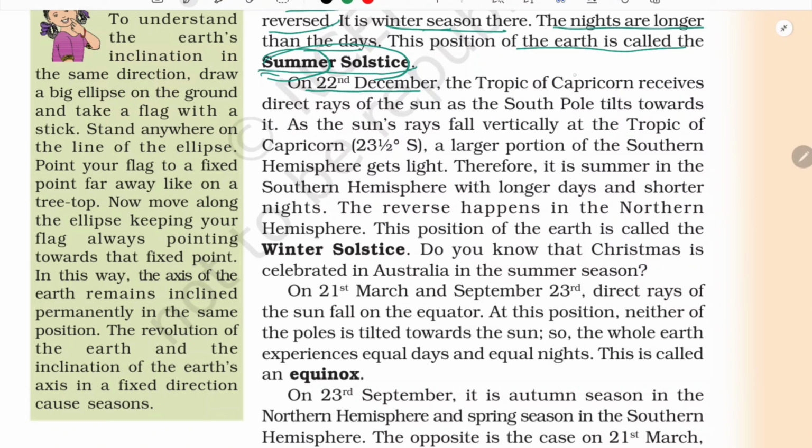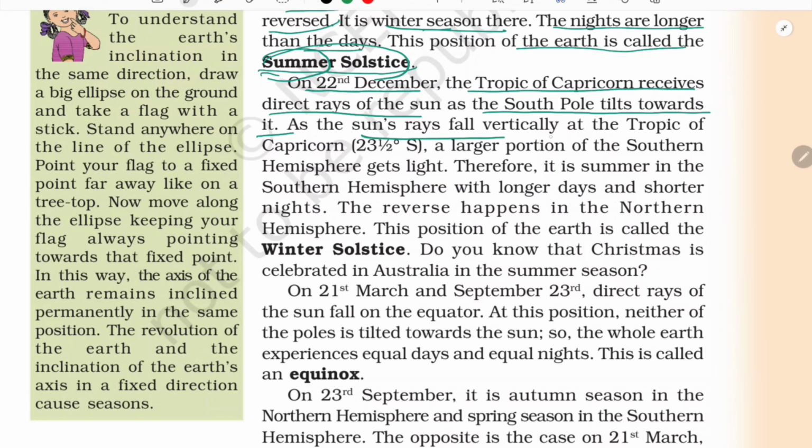On 22nd December, the Tropic of Capricorn, okay, see, before it was the Tropic of Cancer, isn't it, now here it will be Tropic of Capricorn, in the southern. Tropic of Capricorn receives direct rays of the sun as the south pole tilts toward it. See, before, the northern pole was tilting, isn't it? But now the southern pole is tilting.